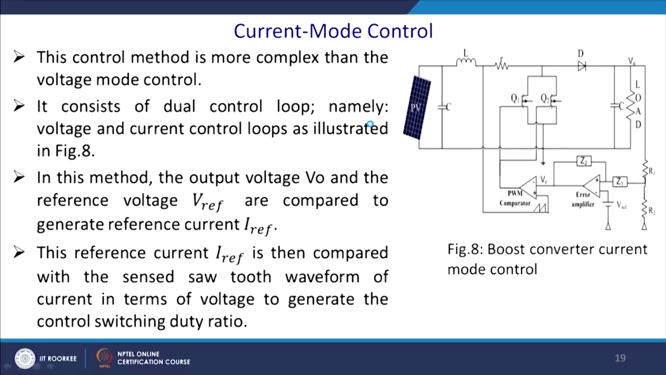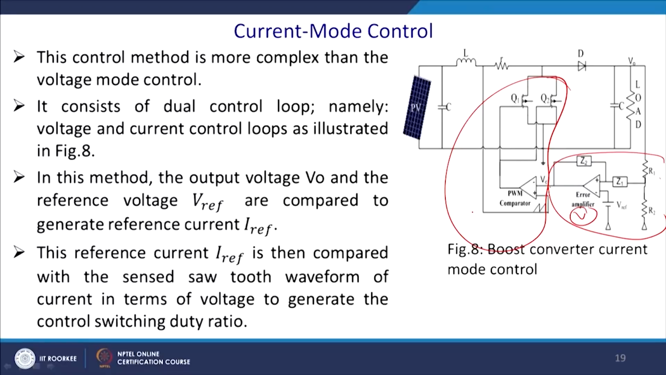So, in addition to the voltage control, you can have another loop. This part is the same as the voltage control. There are 2 kinds of control, one is average current control mode, another is peak current control mode. This control method is more complex than the voltage mode. It consists of the dual control loop, namely the voltage and current control loop as illustrated in figure 8. This part of the control is the voltage control, and this part is the current control.